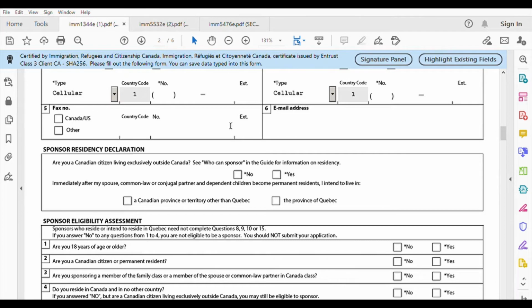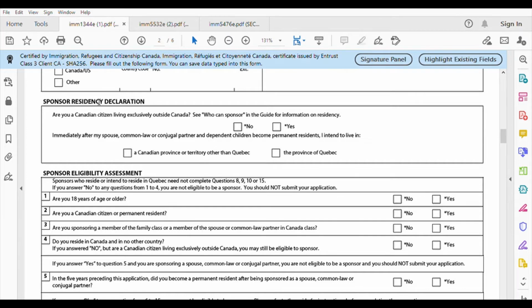But here it's very important, guys. Email address, you have to be very sure that the email that you provide is accurate and you can receive all notifications, documents, any request from the government on your email. So this email address is very important.